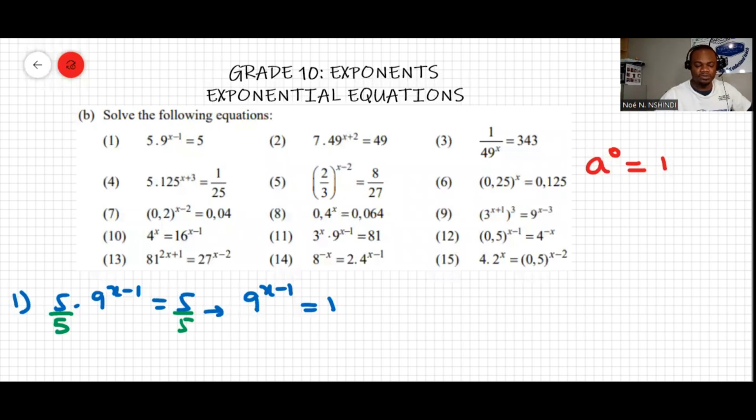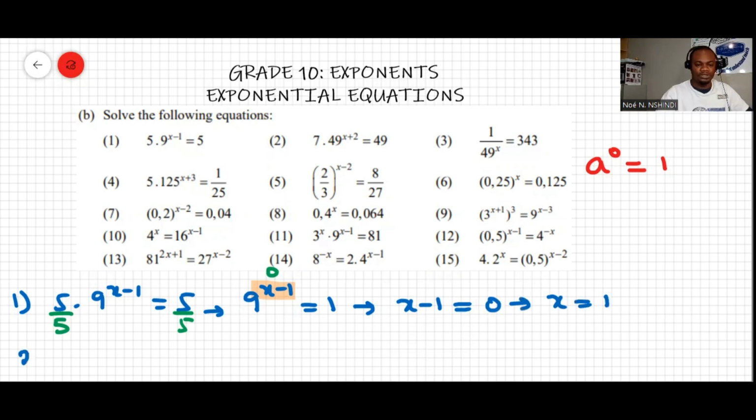in this case, we're just going to say x minus 1 here is equal to 0, okay? Whenever we have this situation, the quickest way to solve this is to equate the exponent to 0, and then that makes x equal to 1.